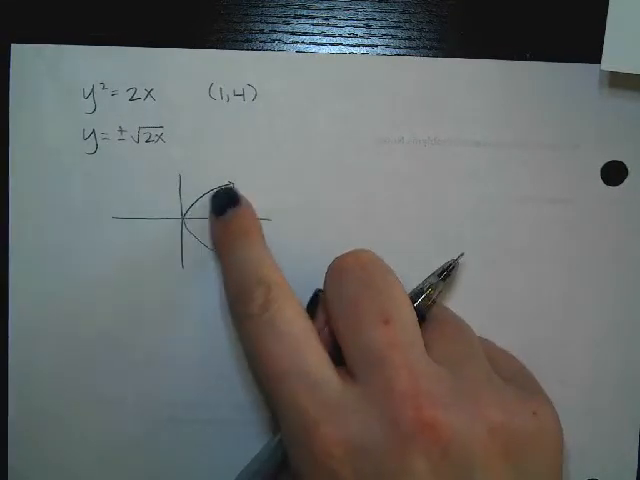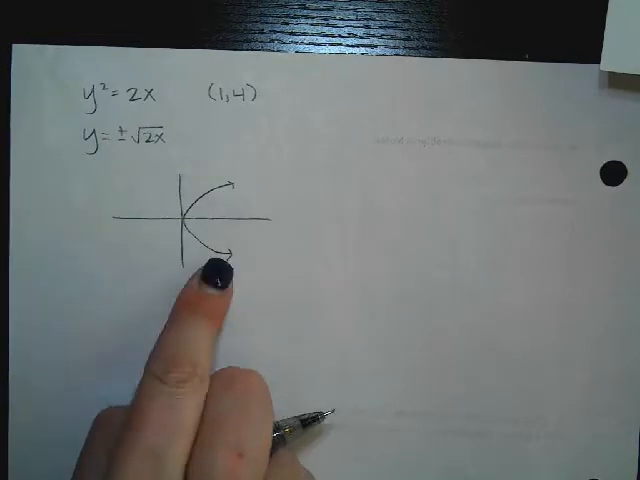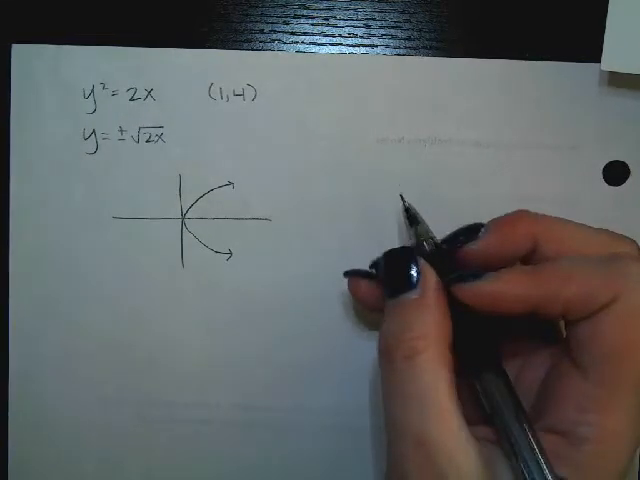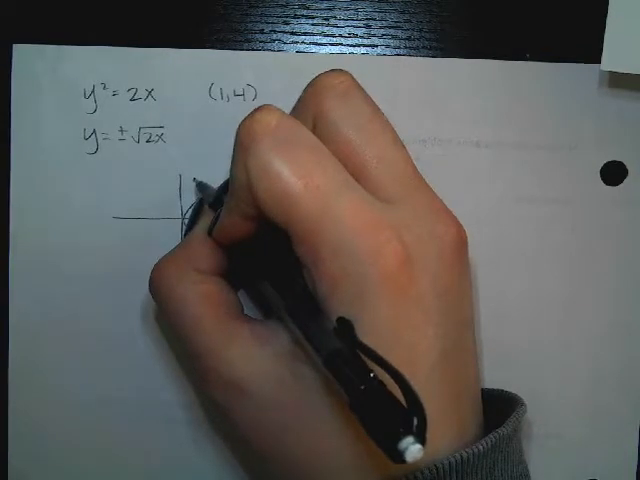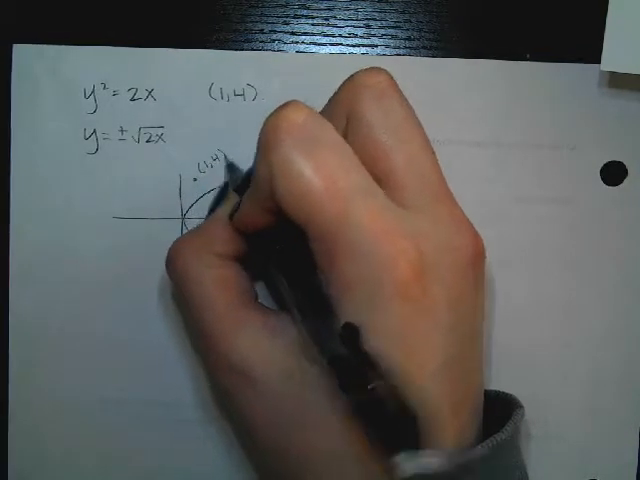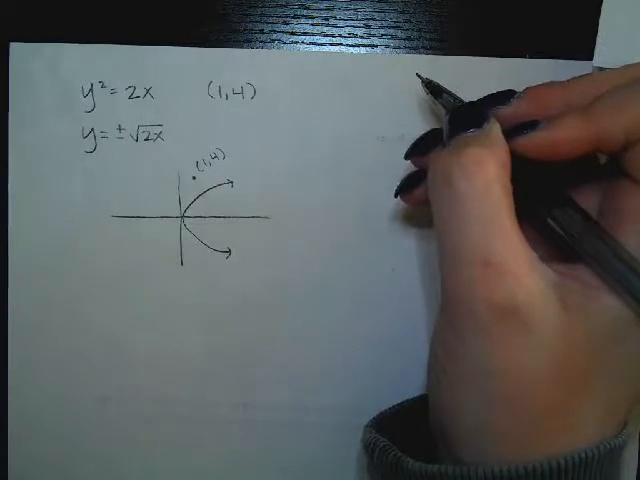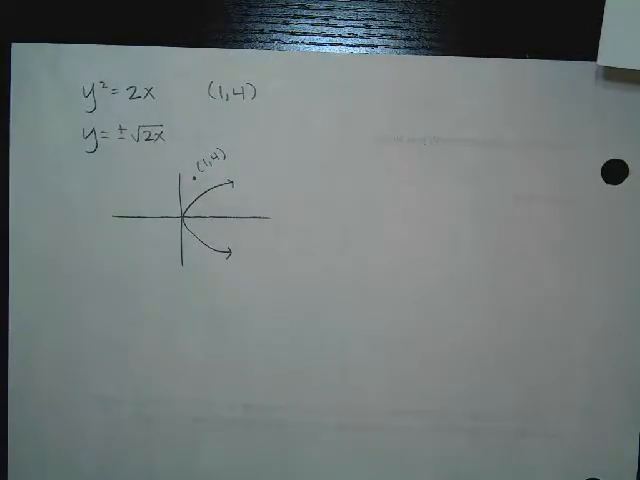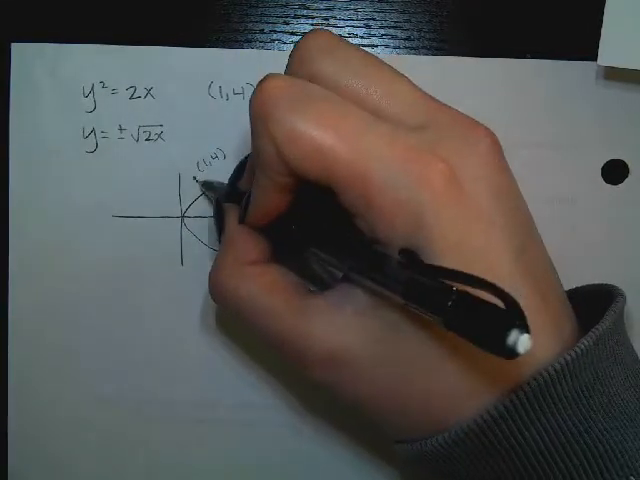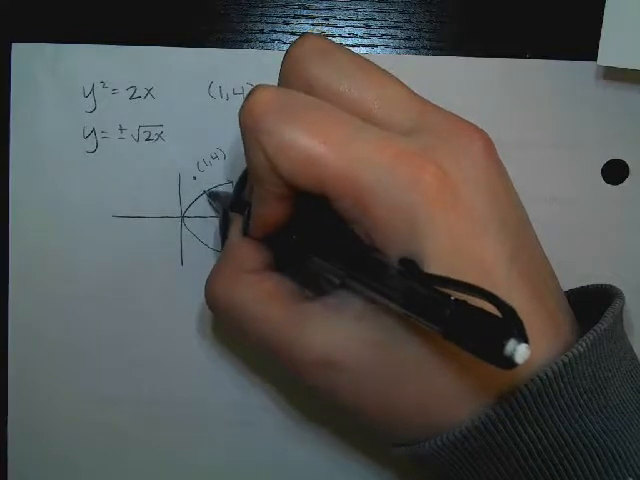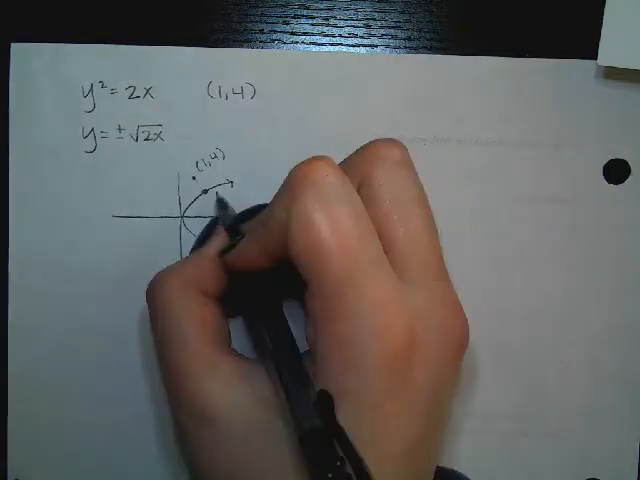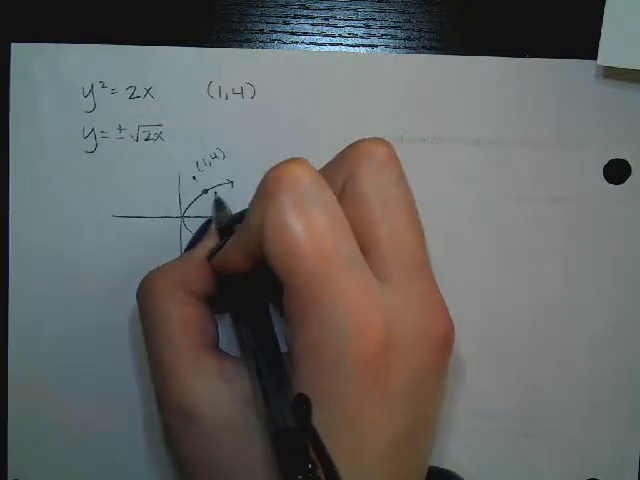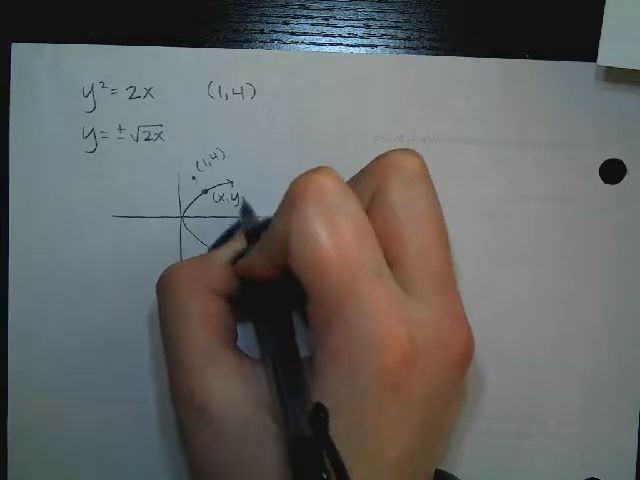So there's the top part of the square root. Here's the bottom part of the square root. So we have the point over 1 up 4. We'll say that that's right there somewhere, over 1 up 4. And it says find the point on the parabola that is the closest to (1, 4). So I don't know exactly where it is, but it should be like straight away from it, right? Okay, and we don't know what that point is, so I'm going to call that point (x, y).